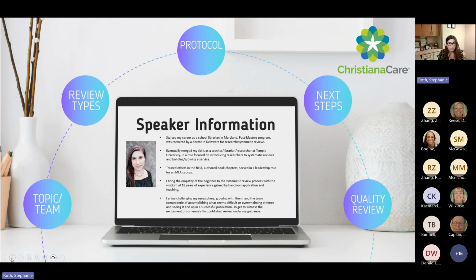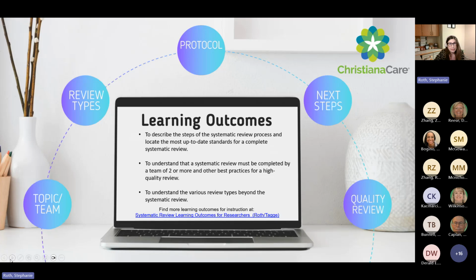So that's how long I've been invested in systematic reviews. I've had a lot of lucky, good opportunities along the way, and I've always been teaching alongside as I'm learning, teaching others at the same time. So teaching has been something that I've always enjoyed doing.